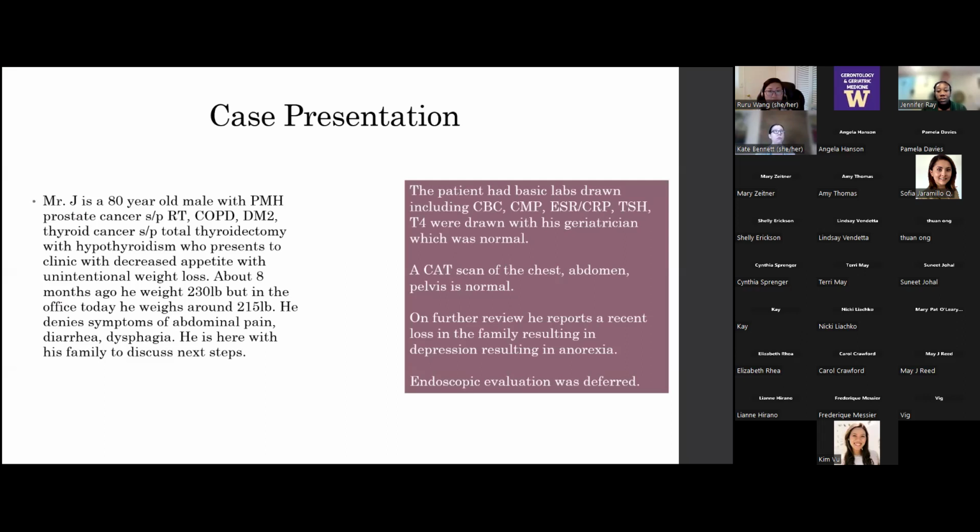So back to our patient, he had basic labs drawn, which were all normal. A pan CAT scan was normal. On further review, he reports a recent loss in the family, resulting in depression, resulting in anorexia. As such, an endoscopic evaluation was deferred.